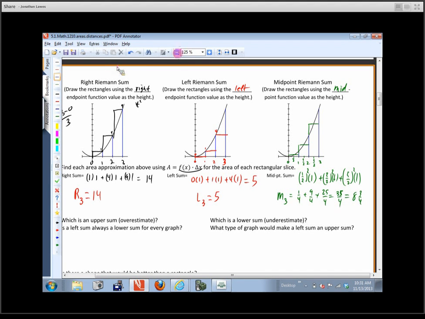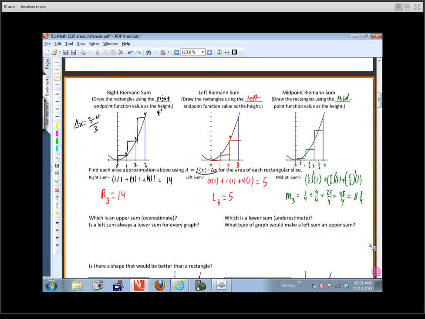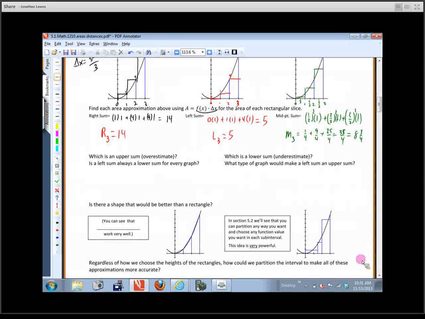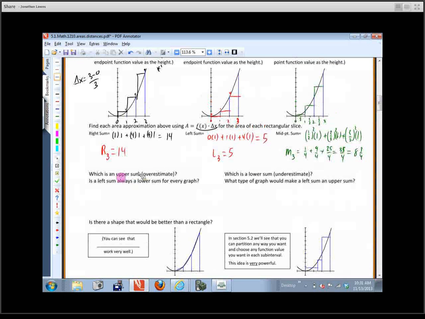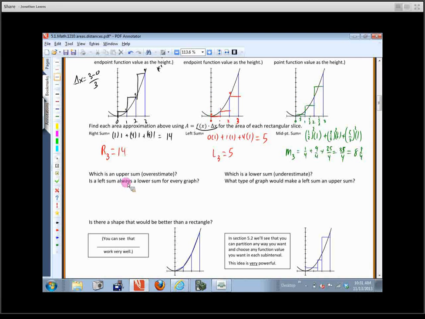So let's look at these a little more closely and think about some general questions. Hopefully yours are in the same order. Which one is an upper sum, the terminology we use, or an overestimate? That's going to be our R3. Which one is a lower sum, or in other words, definitely an underestimate? L3. Now, could we say what the midpoint one is? It'd be kind of tough to tell. You could look at it really closely and maybe take a good guess, but it's really hard to tell unless all of them are clearly an overestimate or all of them are clearly an underestimate.